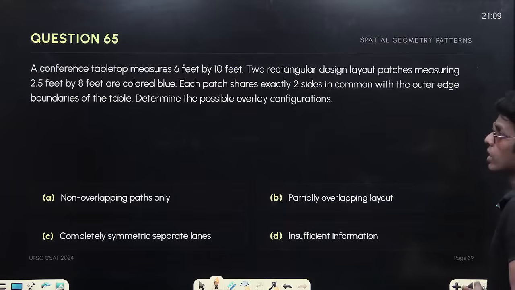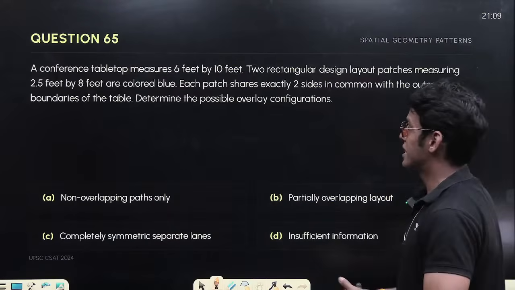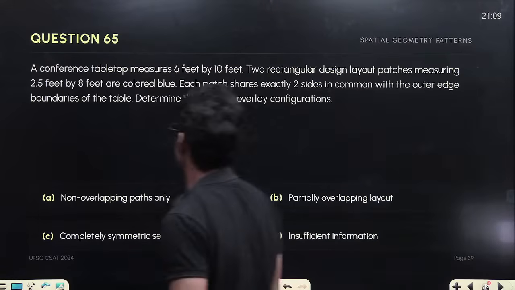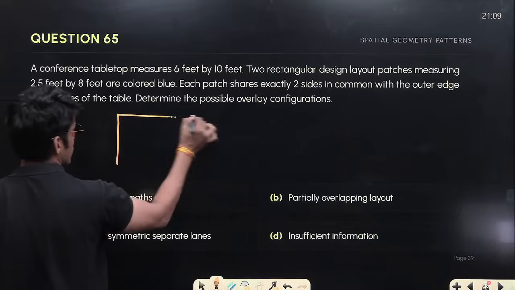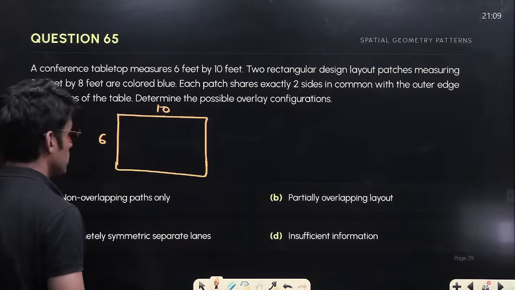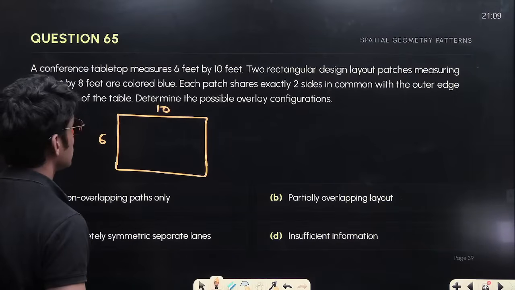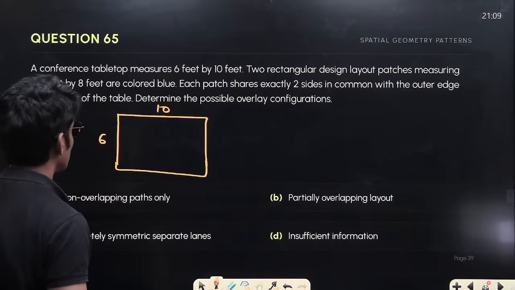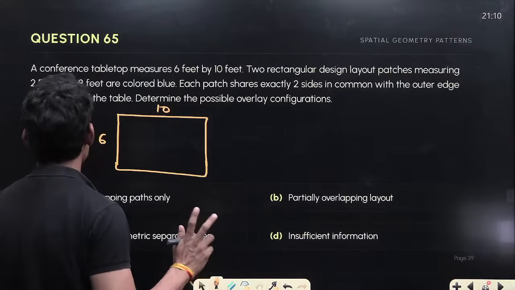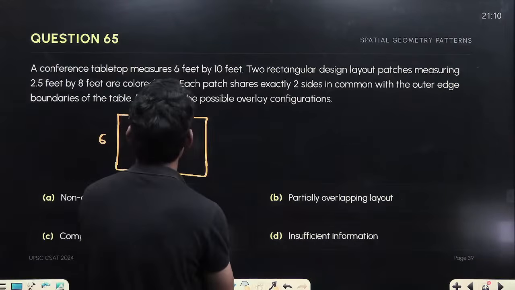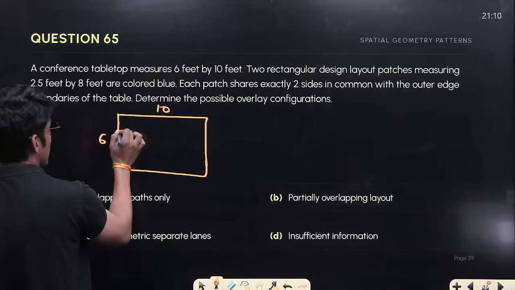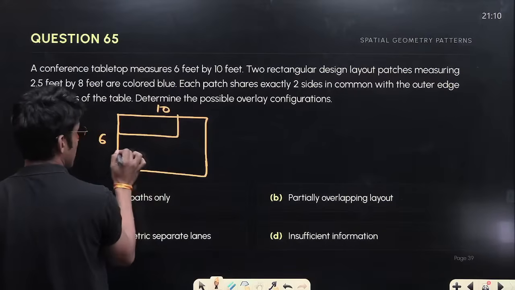Now, next problem. A conference tabletop measures 6 feet by 10 feet. Two rectangular design layout patches measuring 2.5 by 8 are colored blue. So just see, this is 6 by 10. Determine the possible overlay. Each patch shares exactly two sides in common. So see, it can be like this and like this.